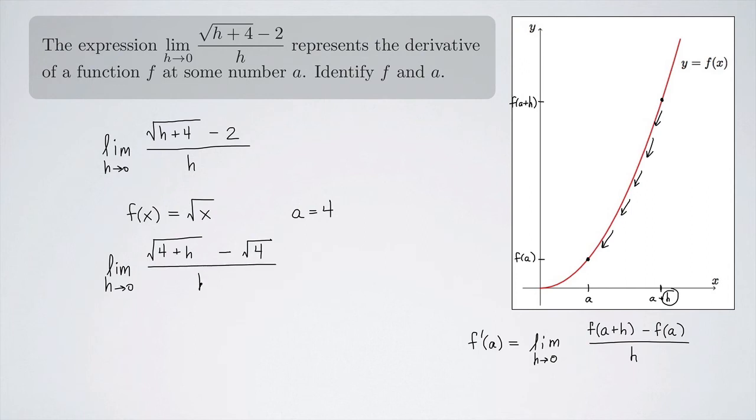All over h. And look, I think this is the same thing, because this is the limit as h approaches 0 of the square root of, well, 4 plus h, that's the same thing as h plus 4. And the square root of 4, that's 2. All over h. Same thing. So this is actually the limit definition of the derivative at 4.